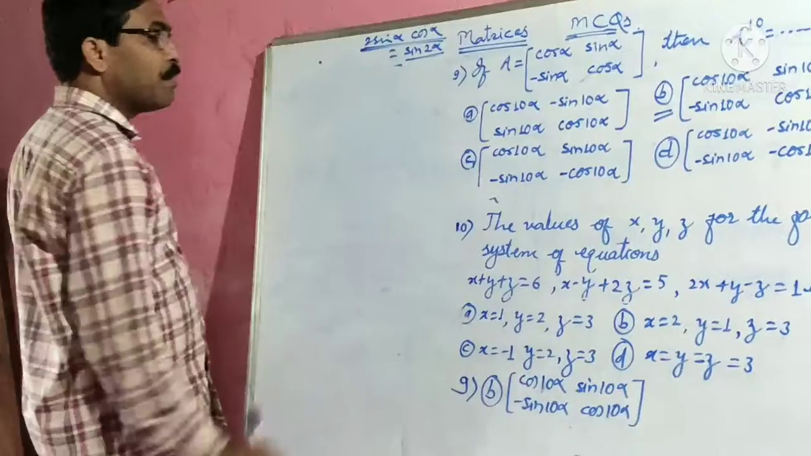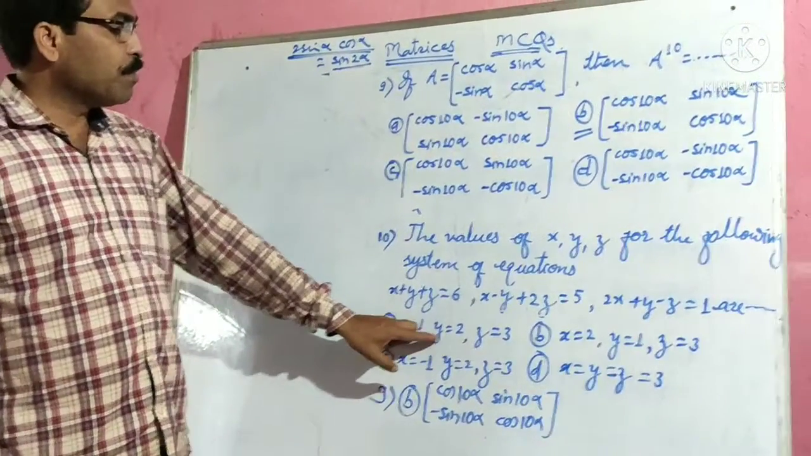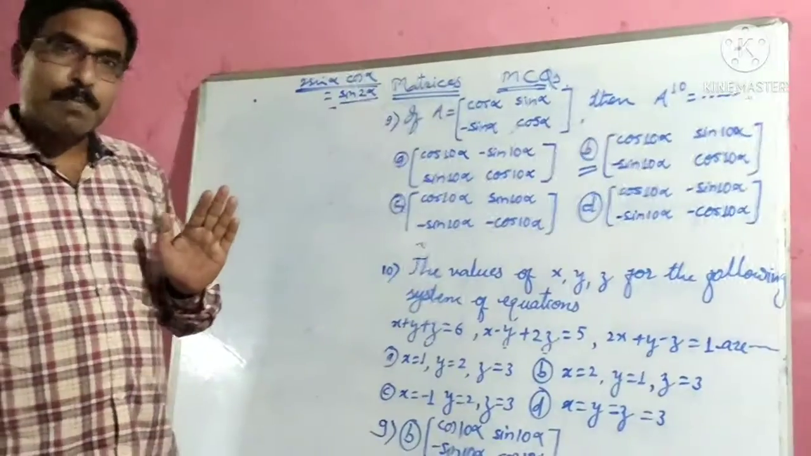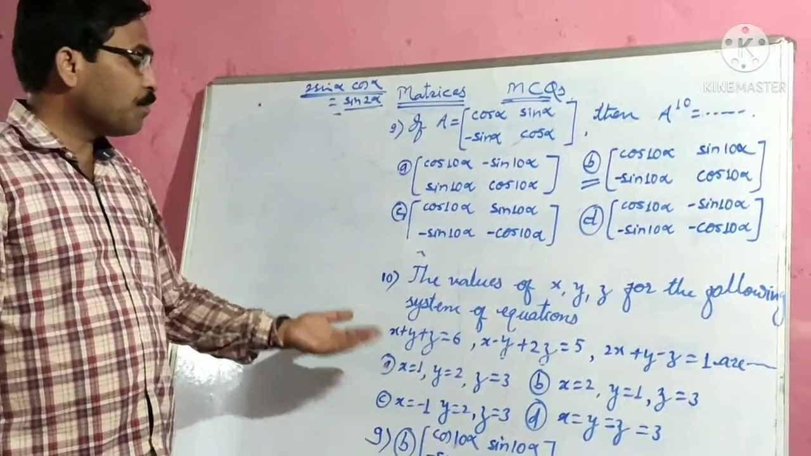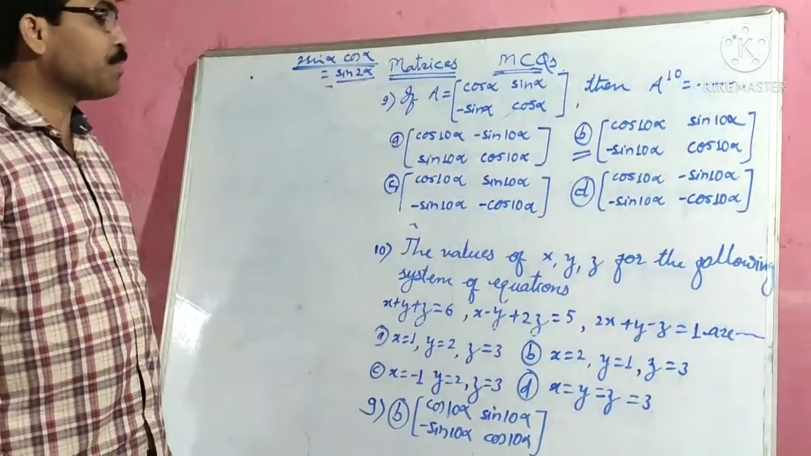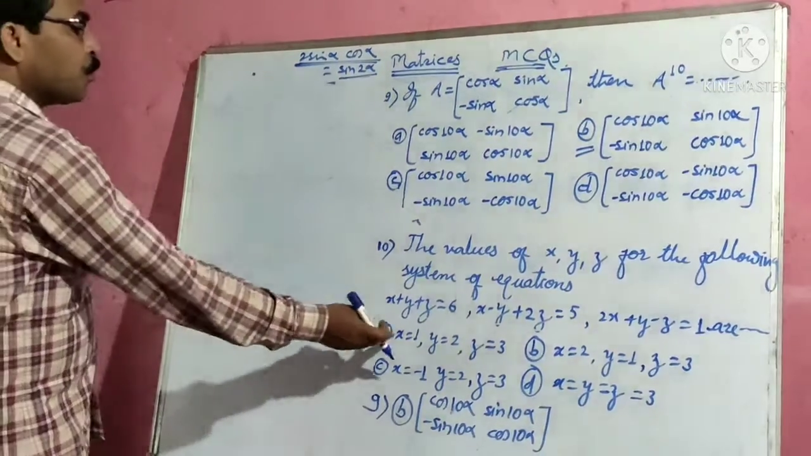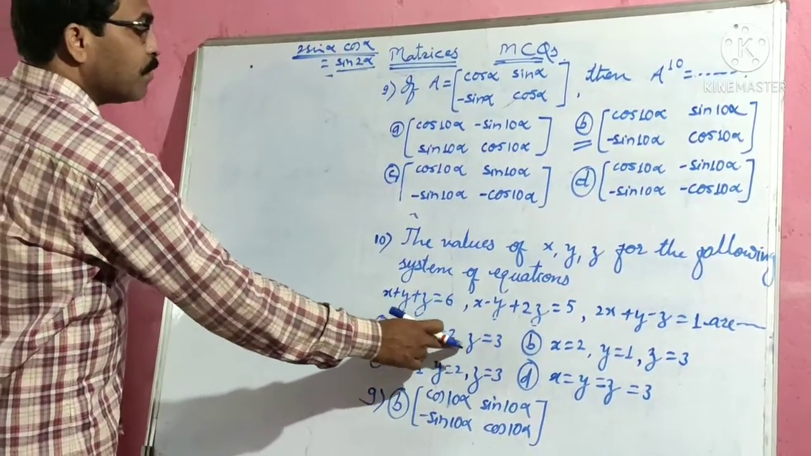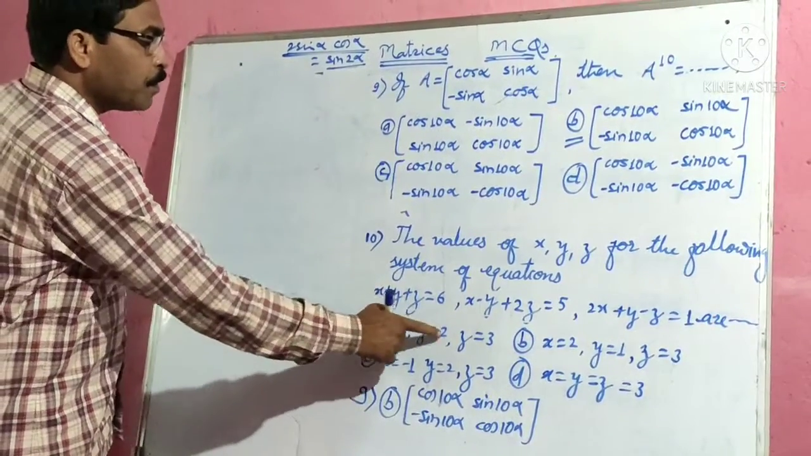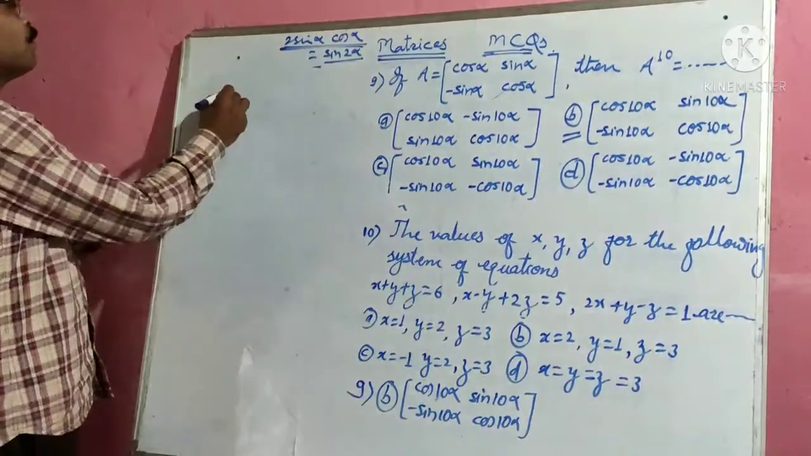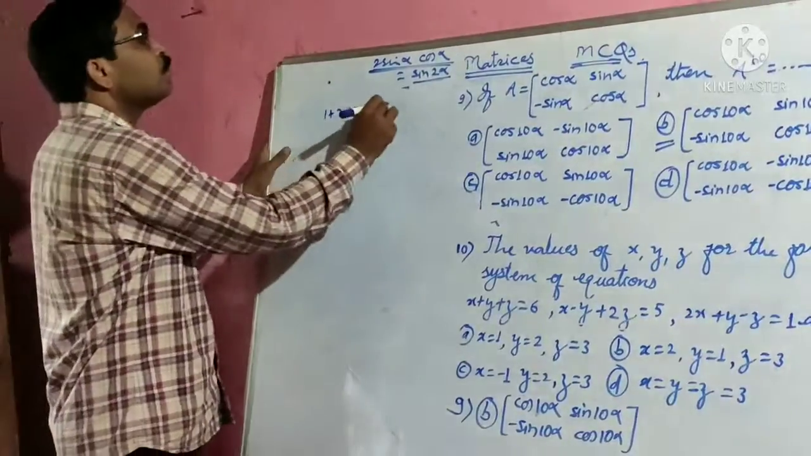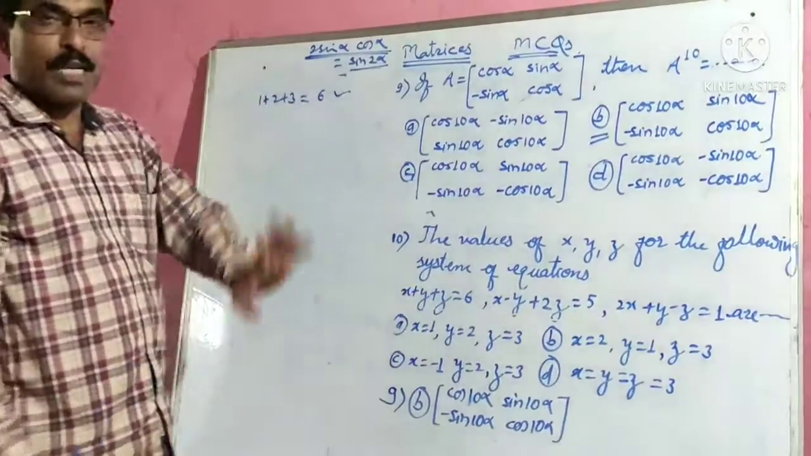Here we have these equations. Now put x is equal to 1, y is equal to 2, z is equal to 3 in all three equations. With these values of x, y and z, all three equations should get satisfied. So the first equation is x plus y plus z, that is 1 plus 2 plus 3, which is 6. So this first equation gets satisfied.